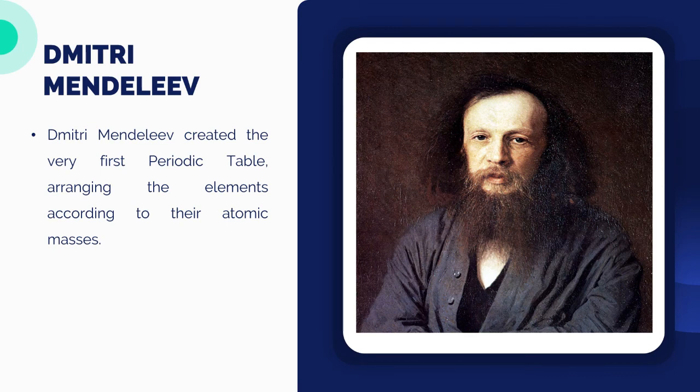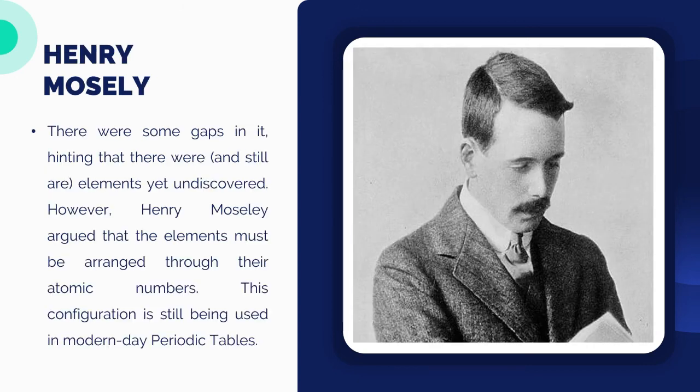Dmitri Mendeleev, a Russian chemist, created the very first periodic table, arranging the elements according to their atomic masses. After Dmitri Mendeleev created the first periodic table, we have Henry Moseley. Henry Moseley concluded that there were some gaps in the periodic table, hinting that there were still elements yet undiscovered. So Henry Moseley argued that the elements must be arranged through their atomic numbers. This configuration, proposed by Henry Moseley, is still being used in modern day periodic tables.